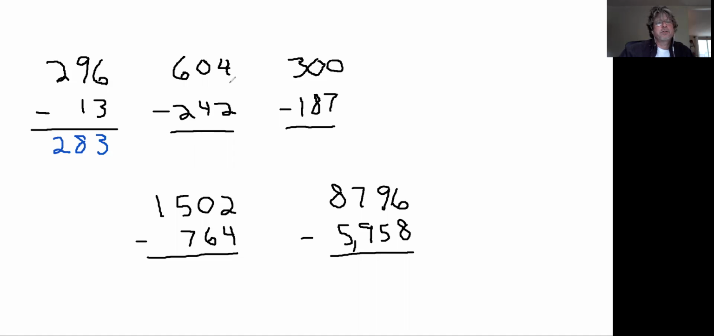Next example, 604, take away 242. The ones place is okay, 4 minus 2, but the tens place, we need some borrowing to go on. So we go to the hundreds place. So hundreds place, we need to borrow 100 from the 6. That's going to make that 5 hundreds. And then, since we borrowed 100, that brings over as 10 tens.